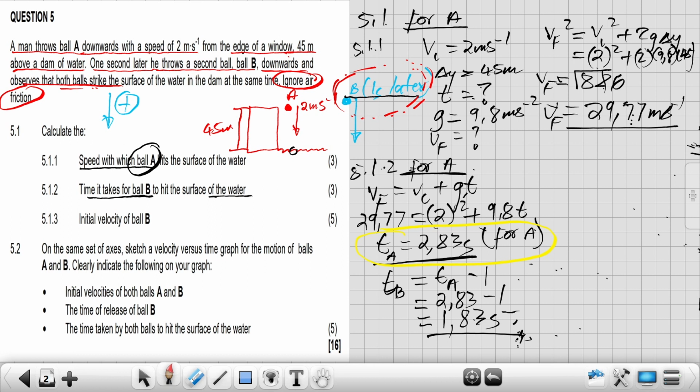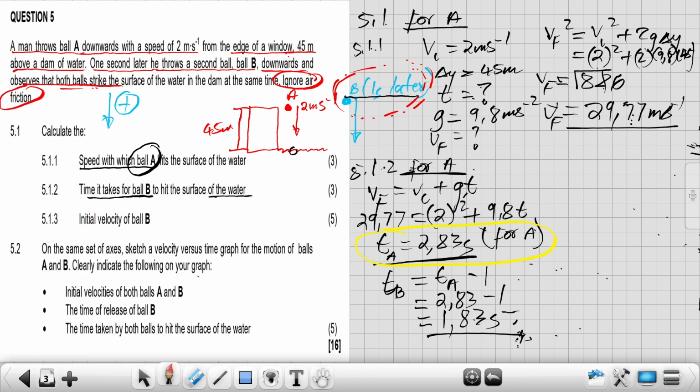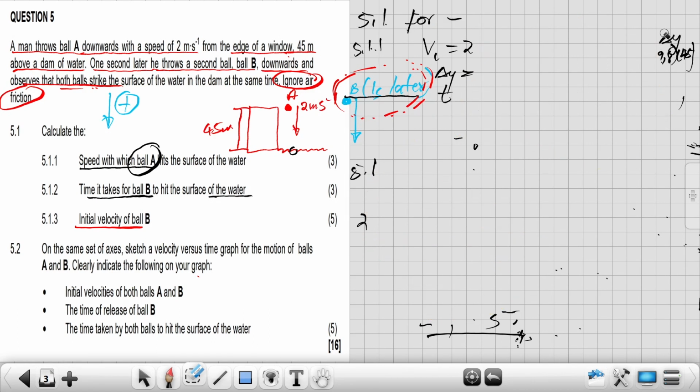So when you check this information, it basically says we are able to use the information of A to get the information of B. So always look for a common factor or a common variable between the information that is given. So I'm going to move now to the initial velocity of B. To calculate the initial velocity of B, I'm just going to clear this because I'm going to need the space for that. Then I will be able to calculate.